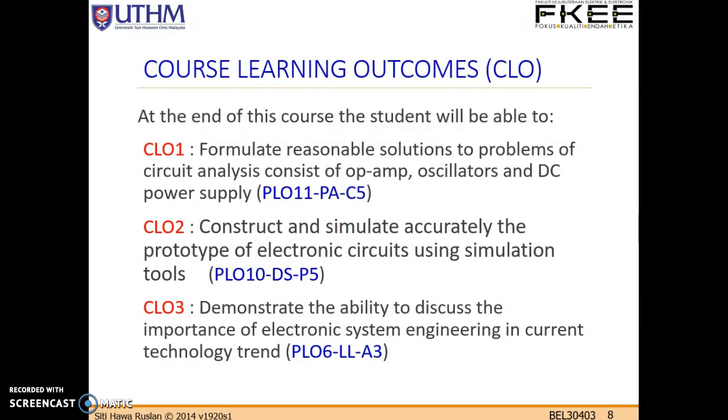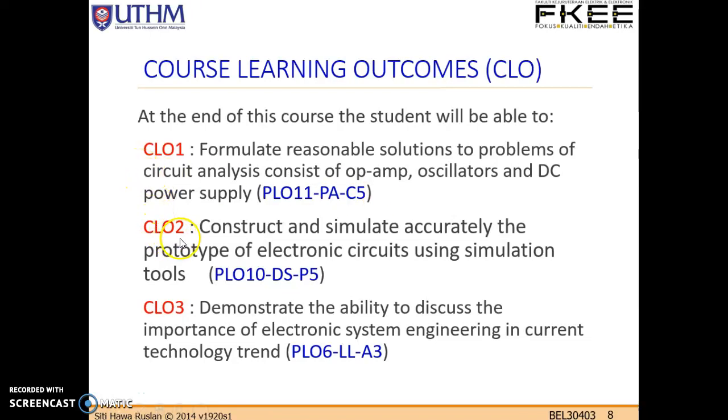And for this course, we have 3 outcomes. The first one is on PLO 11, which is problem analysis at level 5 of your cognitive. It is to formulate reasonable solutions to problems of circuit analysis, consisting of op-amp, oscillator, and DC power supply. So basically you will learn about op-amp and how op-amp is used in certain circuits, and how to analyze a circuit consisting of op-amp. So for CLO1, you will be assessed through your test 1, test 2, final examination, and also quizzes, apart from your assignment.